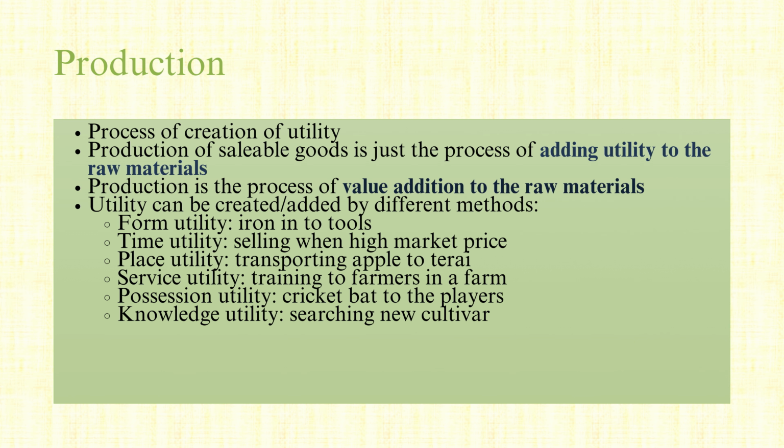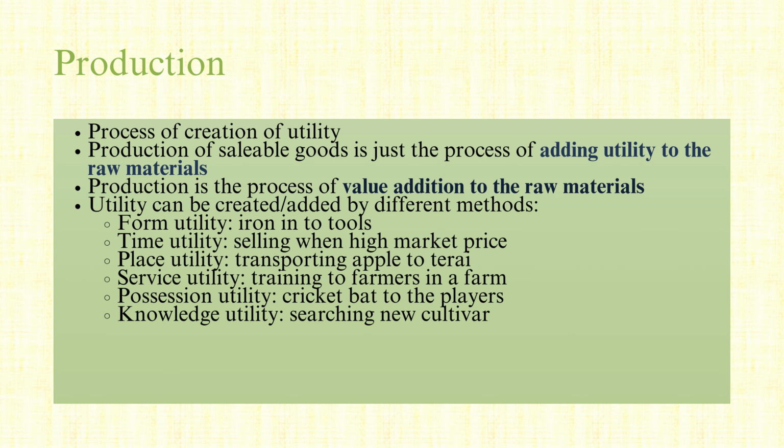Alright, let's move on to production. Production is the process of creating utility. It's how we take raw materials and add value to them to make them more useful. For example, turning iron into tools or processing paddy into rice. Production isn't just about manufacturing things, it includes a wide range of activities that add utility.